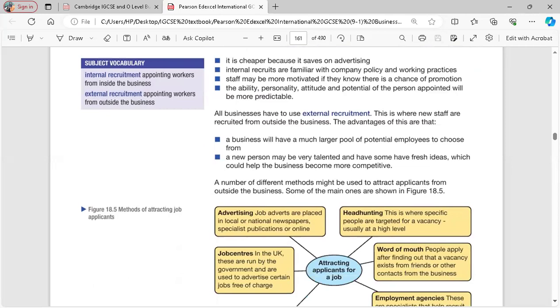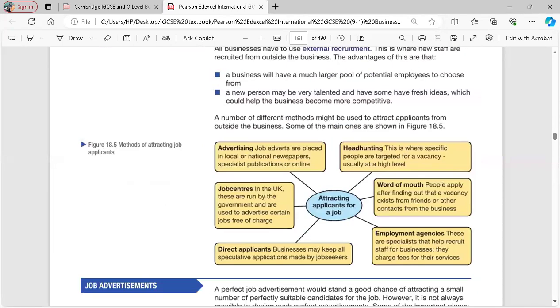This is where new staff are recruited from outside the business. For external, that means you are employing new workers into the business. So what are the advantages? One, a business will have a much larger pool of potential employees to choose from. When you make the vacancies public, it means a lot of applicants will apply. Yes or no? Yes. That means you will be able to choose the best among the rest, because a lot of people who want to will apply.